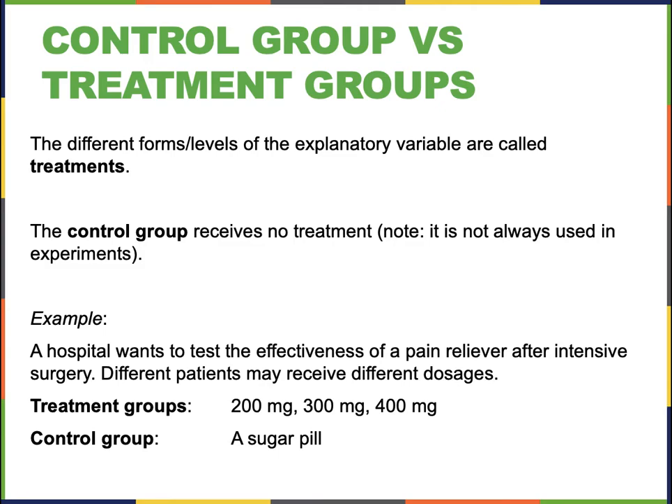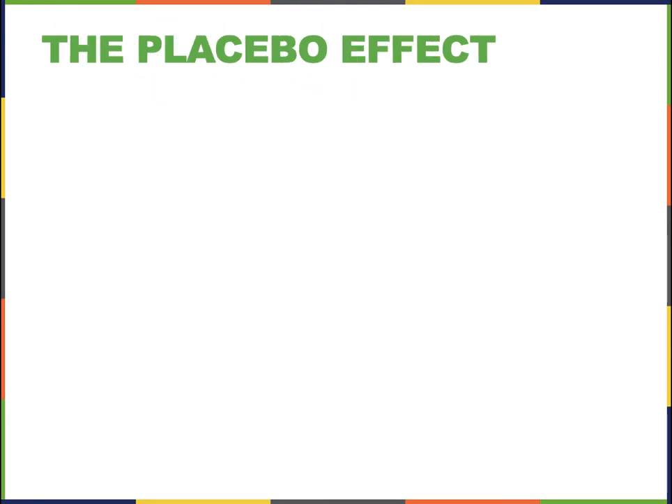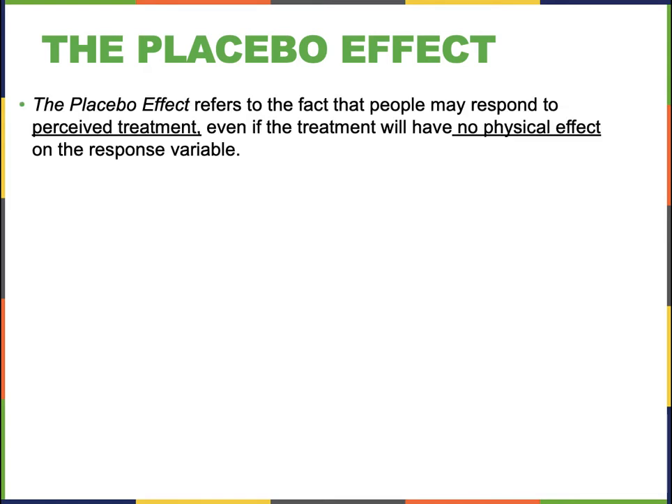The control group would not receive any form of treatment, so the control group could receive a sugar pill, and a sugar pill means that there's nothing in the pill. It looks like a pill, but there's nothing in it that would physically affect you. And you might be thinking to yourself, what's the point of that? Why would we give someone a sugar pill in an experiment? The purpose is because of the placebo effect.